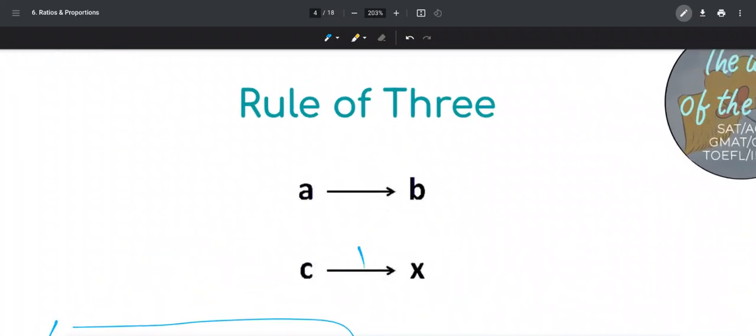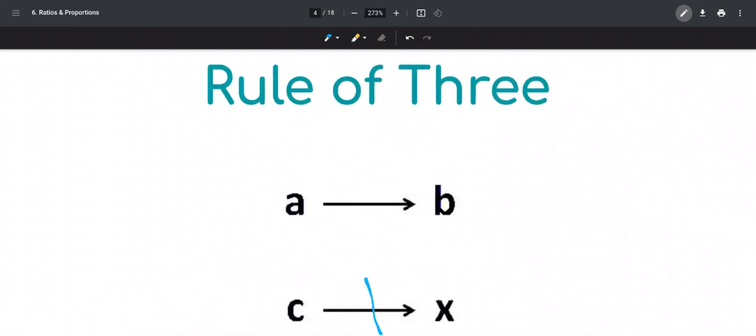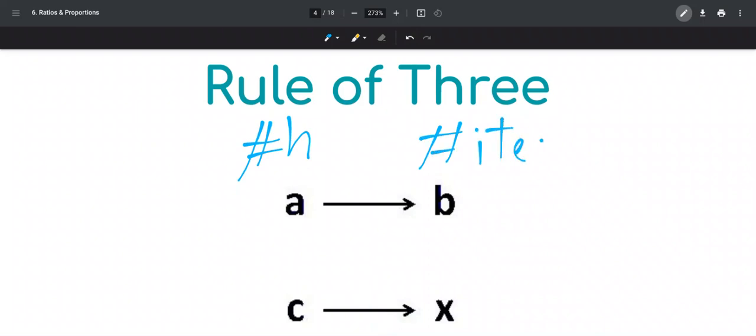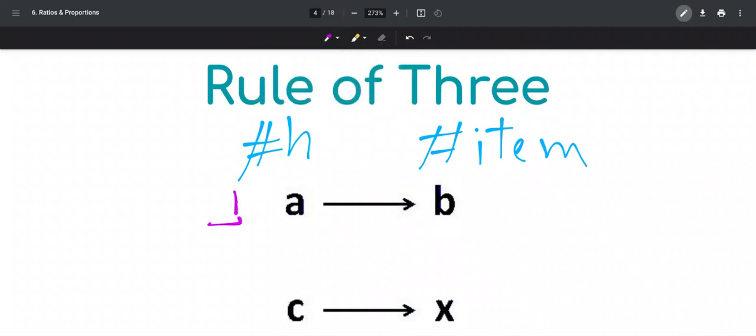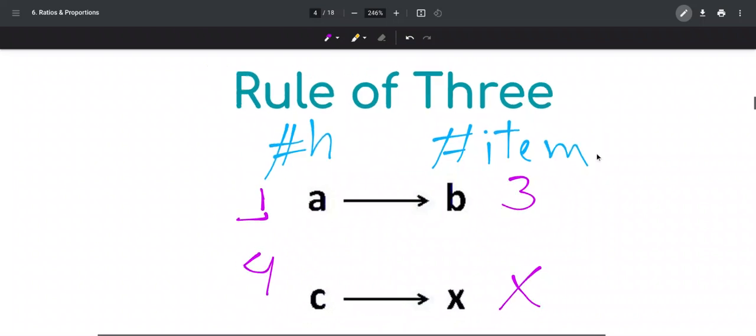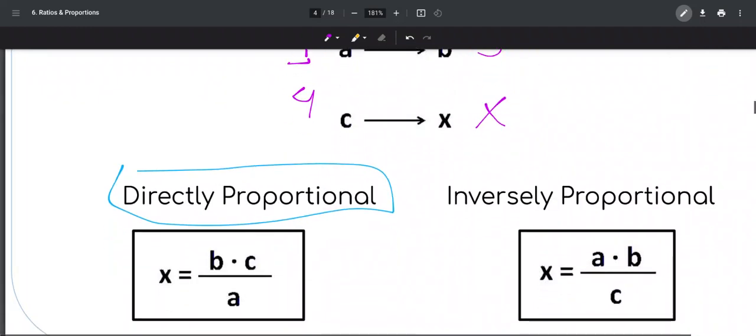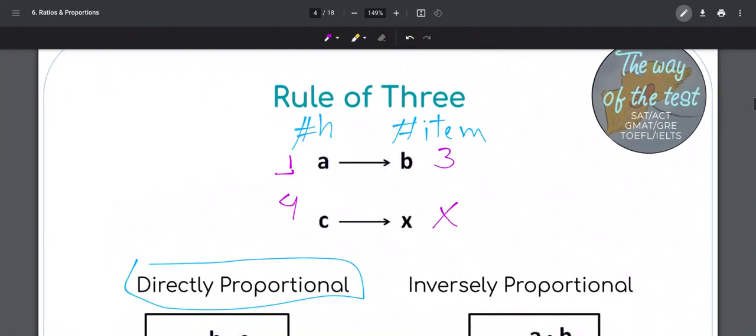Let's say I have a company, and there are people who work in the company, and I'm comparing the number of hours with the number of items that they produce. So let's say in my company, in 1 hour, we produce three items because they are big items, not because my company sucks, right? So if I produce three items in 1 hour, then how many items am I going to produce in 4 hours? Well, in order to solve this, you can use the formula for the rule of three, which is right here for the directly proportional rule of three.